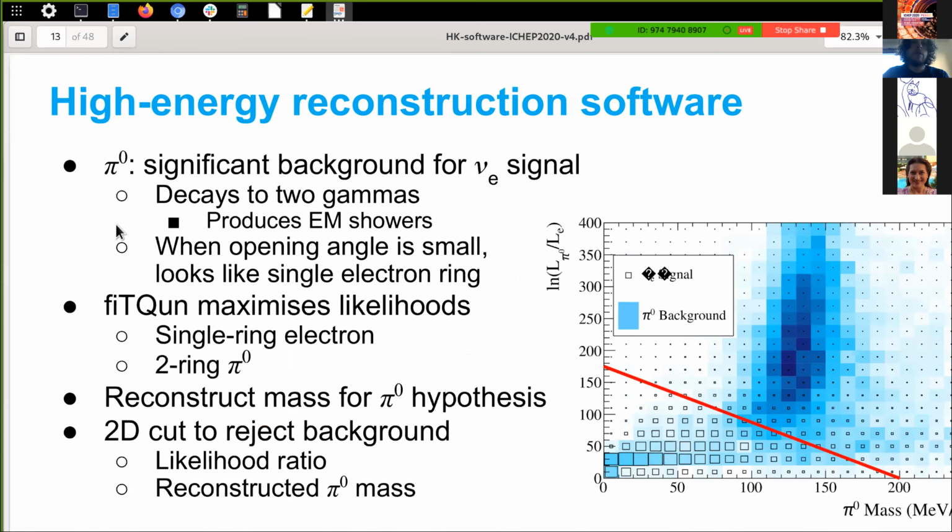So fiTQun, the Hyper-K reconstruction, will maximize the likelihoods under 2 hypotheses: the single ring electron hypothesis and the 2-ring pi-0 hypothesis. For this pi-0 hypothesis, it will try to reconstruct the mass of the pi-0, and then we can just do a simple 2D cut on the likelihood ratio of pi-0 versus electron and the reconstructed pi-0 mass. And you can see this does a reasonably good job of removing this background.